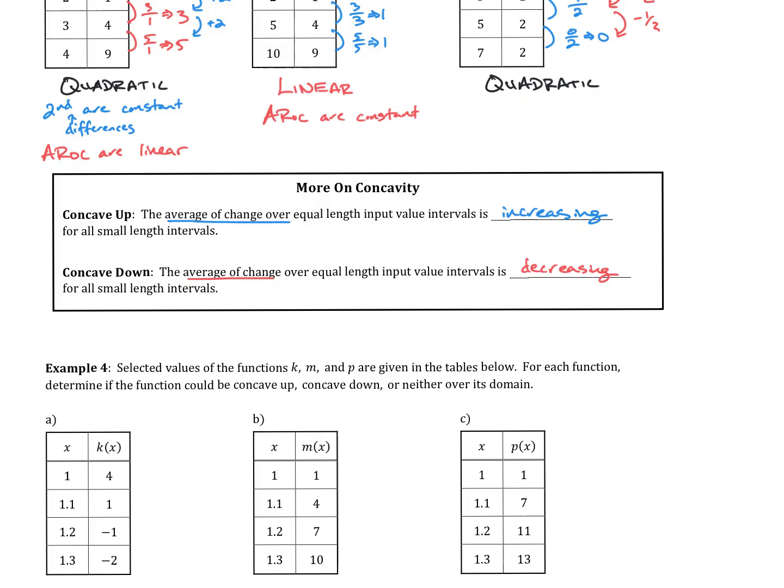So for concave up, my average rate of changes are increasing. Therefore, my second difference is positive. If I have concave down, what do we know about my second differences? They're negative. So it's the same thing. It's just another way to talk about it. And I need you to know all of those ways to talk about it. All right? Words matter.